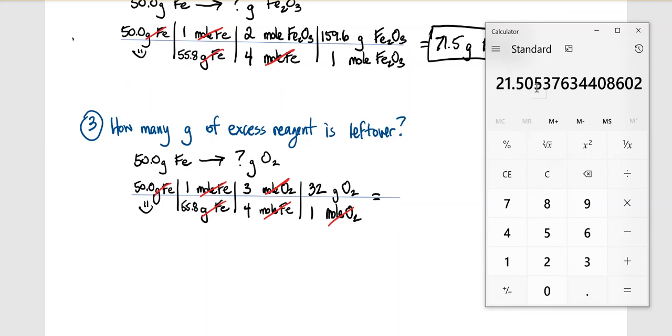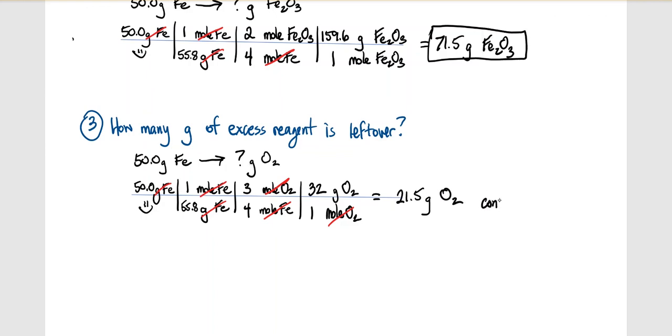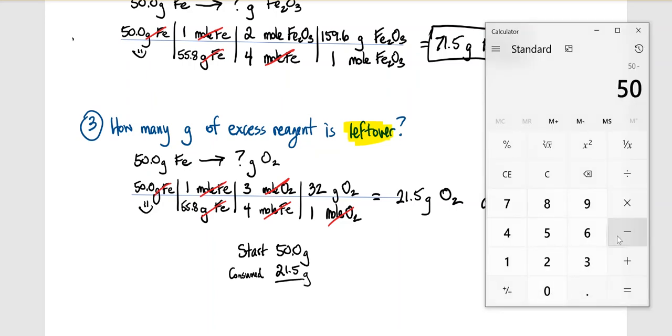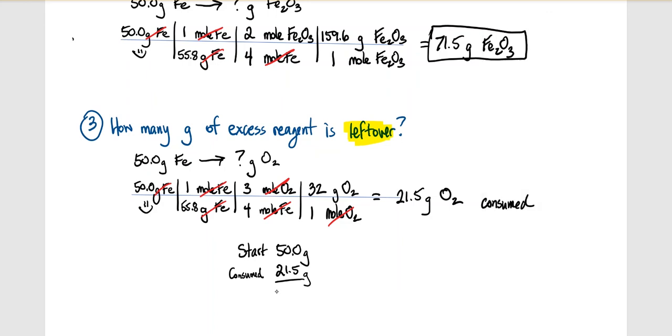21.5. So that means when this 50 grams of iron is completely consumed, it will also have consumed 21.5 grams of oxygen. So this is oxygen consumed. Now, to figure out how much is left over, you don't want to know the consumed number, you want to know how much is left over. So you started with 50 grams of oxygen, 21.5 was consumed. So the difference is 28.5 grams of oxygen is left over.